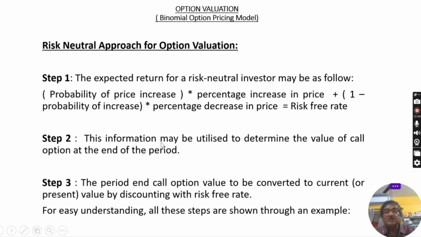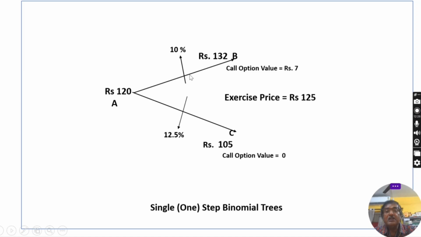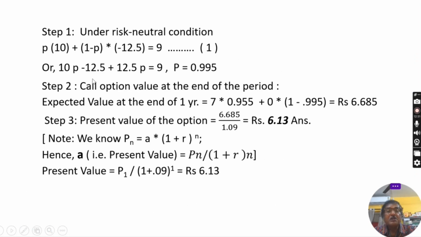What is the second step? This information may be utilized to determine the value of the call option at the end of the period. What is the expected value of the call option at the end of the period? That is the second step that I am going to show you. The probability of increasing, I have already calculated. Probability of increasing the share price is how much? This is the probability of increasing. And then what will be the probability of decreasing? 1 minus this will be the probability of decreasing.